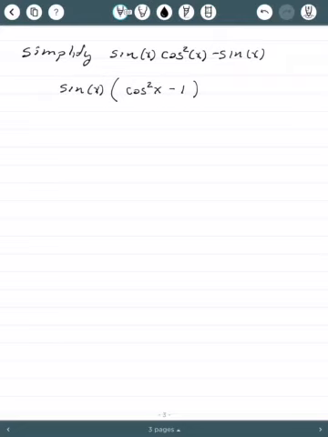So what I want to do is try to somehow make this equal 1 minus cosine squared of x. How do I do that? Well, I can factor out a negative from this internal section. So I get negative sine of x. By adding in that negative, it allows us to modify this piece as a 1 minus cosine squared of x.